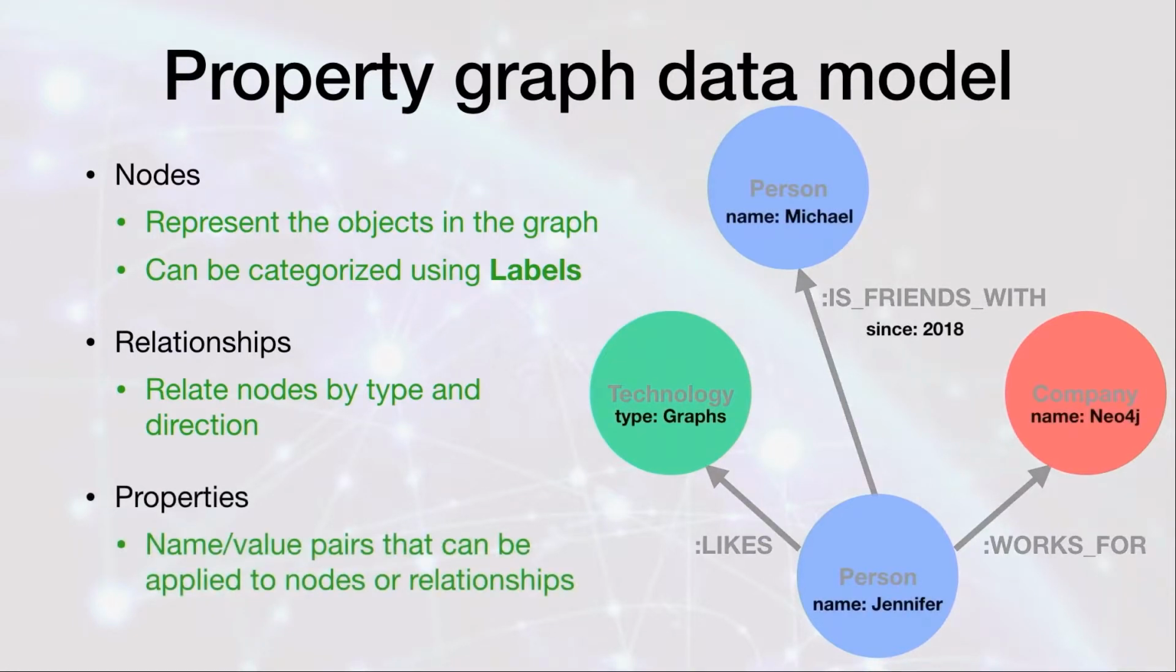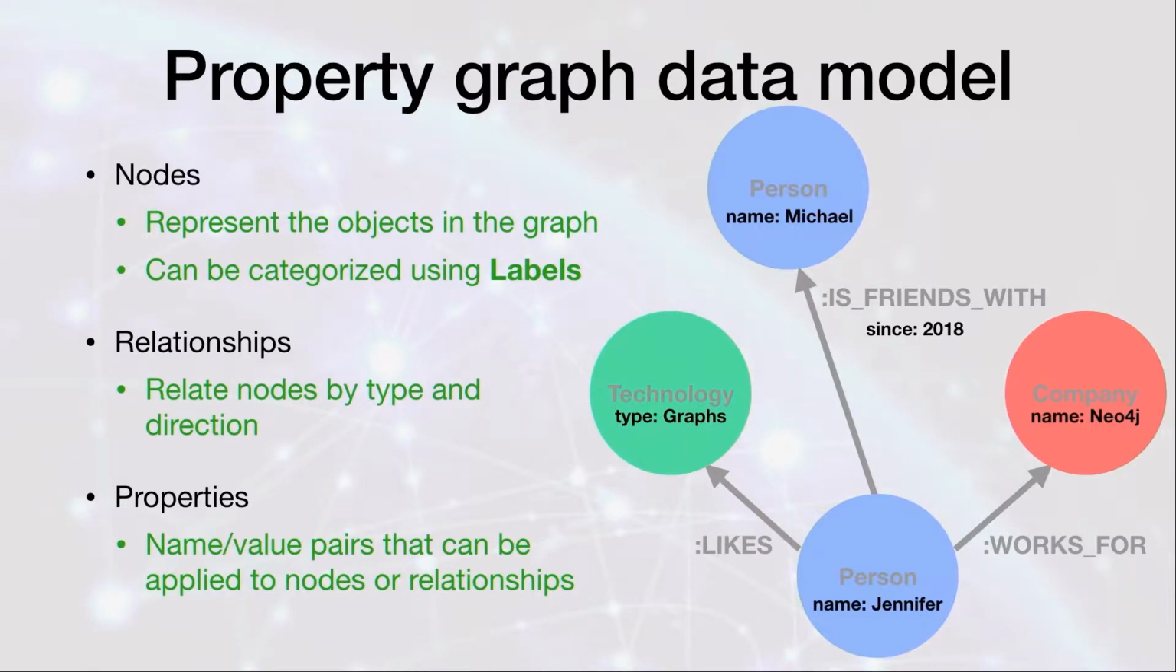Then finally, properties are name-value pairs you can apply to nodes or relationships. So very simple. You can put them on nodes or relationships, either one. And again, it adds a little more detail, a little more meaning to the entities and the relationships we're dealing with. So here we have a person with a name. In this case, we have 2 persons named Jennifer and Michael. We have a company with a name as well called Neo4j. We have a technology with a type of graphs. And again, you could give that property value anything you liked, depending on the particular node.